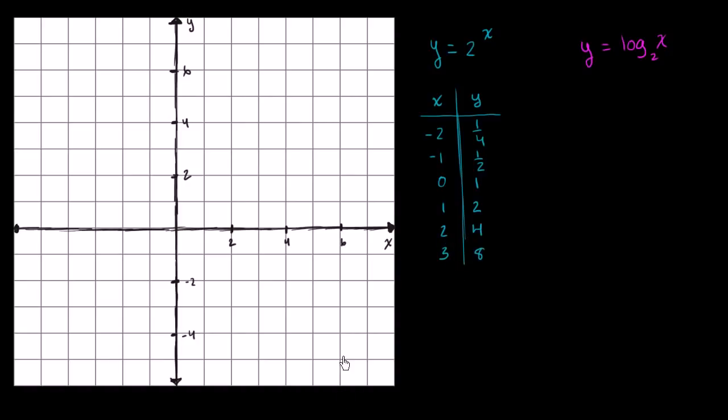So let's graph that. 2 to the third power is 8. 2 to the second power is 4. 2 to the first power is 2. 2 to the 0th power is 1. 2 to the -1 power is 1/2. 2 to the -2 power is 1/4. We could even do 2 to the -3rd power, which is going to be 1/8. So it's going to look something like this.